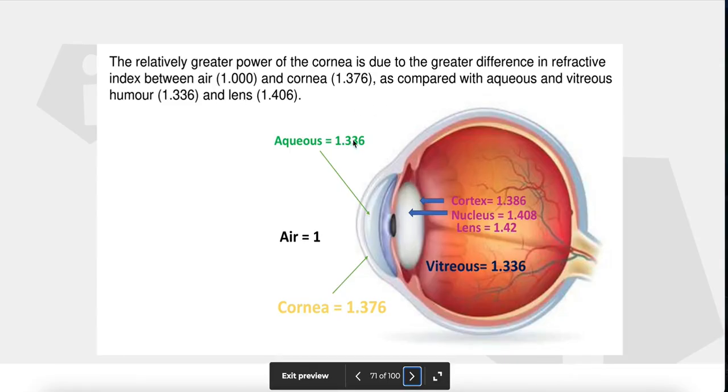The relatively greater power of the cornea is due to the greater difference in the refractive index between the air in front and the aqueous behind. This is what causes the major refraction to occur at the cornea. But the cornea doesn't have the highest refractive index, as the lens has a higher refractive index than the cornea.